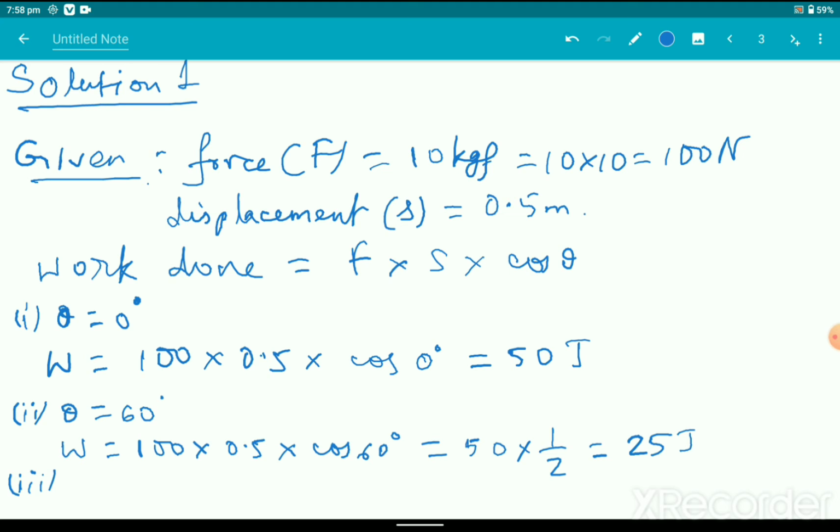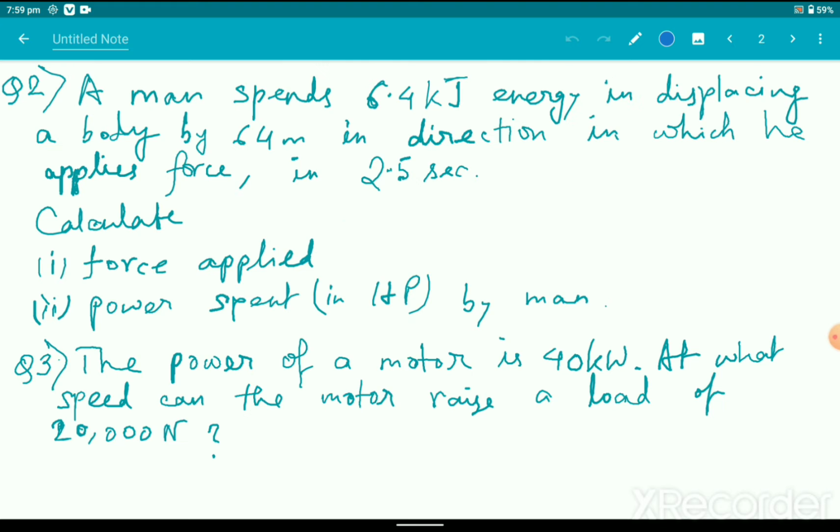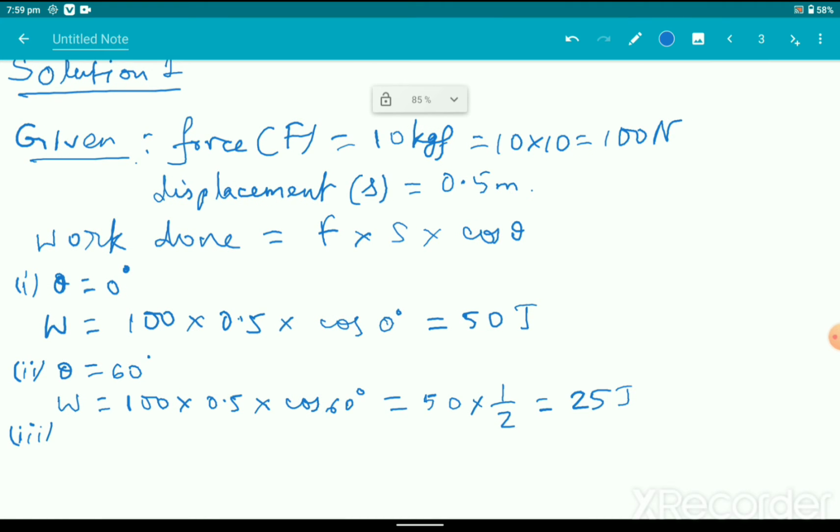Then what is the solution of the third part? I think now you can all do the problem on your own. Nevertheless, I'm just solving it for your doubt clearance. If the force is applied normal to the displacement, then what is the angle? Then the angle, as you know, becomes 90 degree. When the word normal is used, you can just take it to be 90 degree.